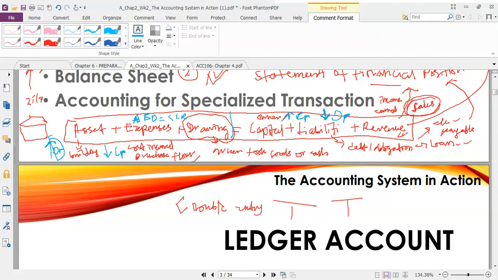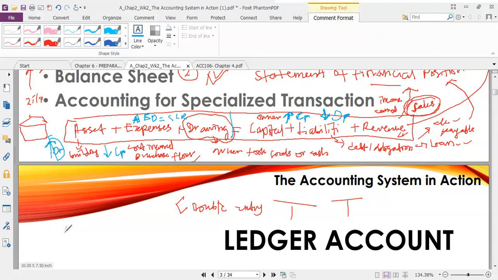Wrong. Salah lah. I said when the capital, liability and revenue is increasing. So tengok ni, tengok dia punya arrow. Arrow dia increasing. So we must put in credit or debit? Credit. CR is stand for credit, guys. CR stand for credit. DR is stand for debit.